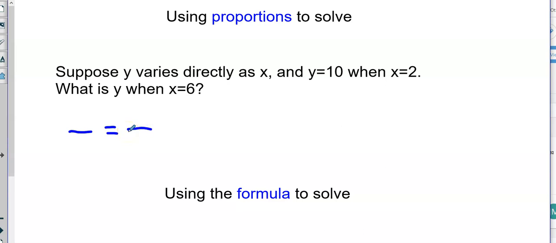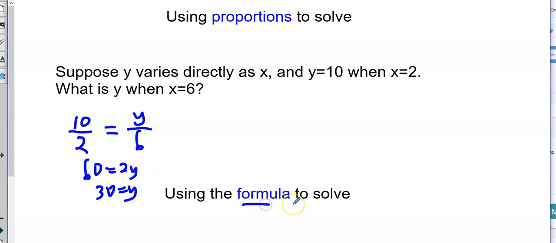Y varies directly as x, y equals 10 when x equals 2. So depending on where you put these, let's say this is 10 when x equals 2. So 10 is to 2, y is to x in the same way that y is to x. So the y would go on top and the x would go down low. Cross multiply that guy, so you get 60 equals 2y. Divide by 2, you get 30 equals y, which would be the answer in this case.